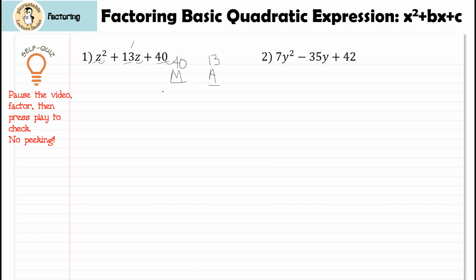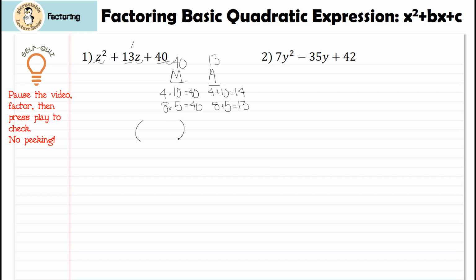Let's start guessing. I know that 4 times 10 is 40. Great. But when I take 4 plus 10, I get 14. And that's not quite it, is it? How about we take 8 times 5? Well, 8 times 5 is 40. When I take 8 plus 5, guess what we get? 13. Yeah, that's it. The last part is super easy.